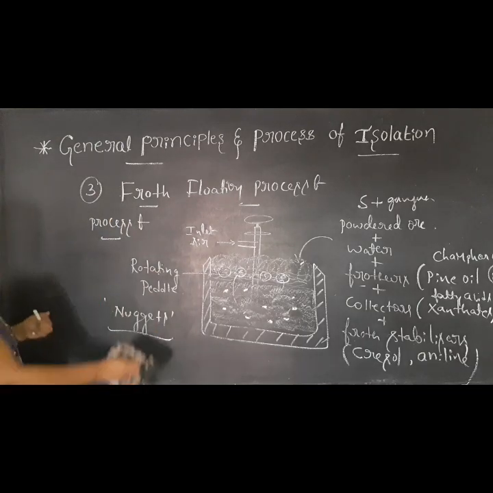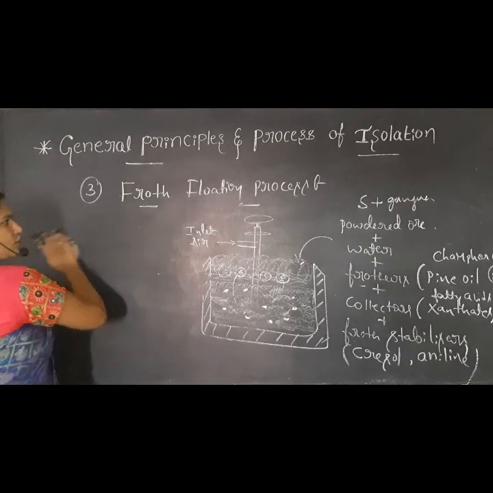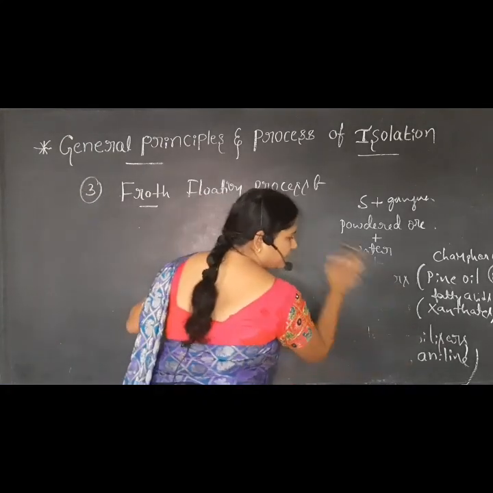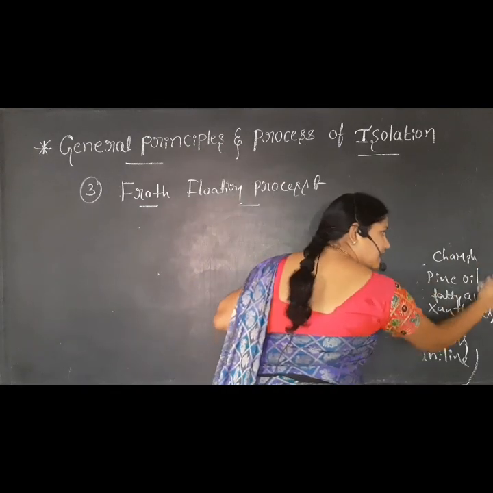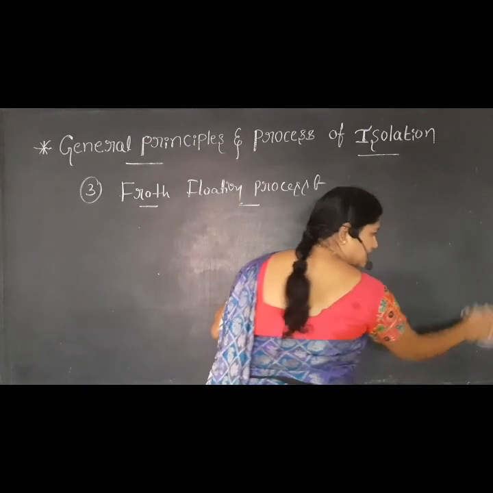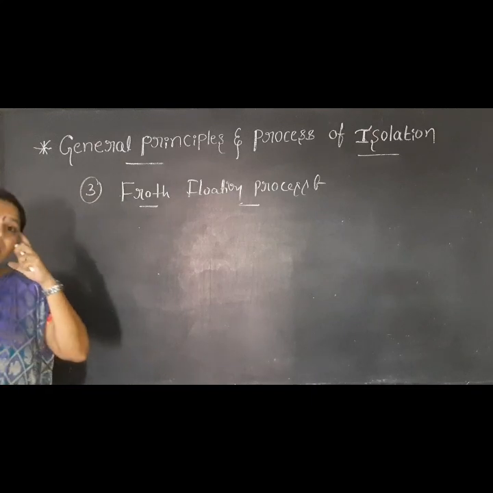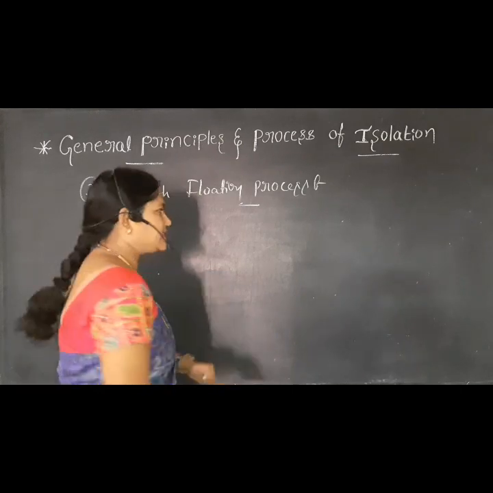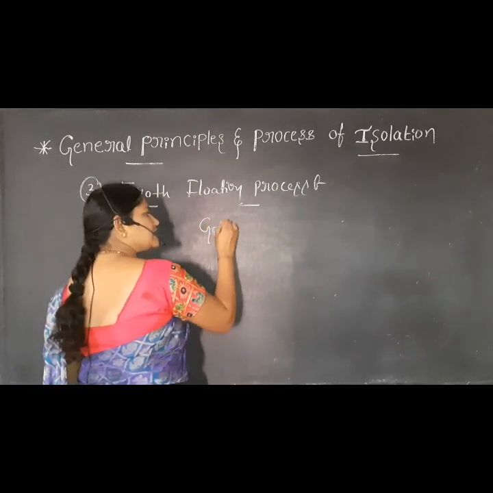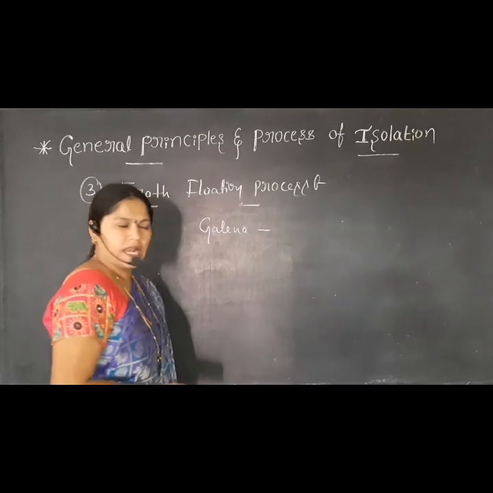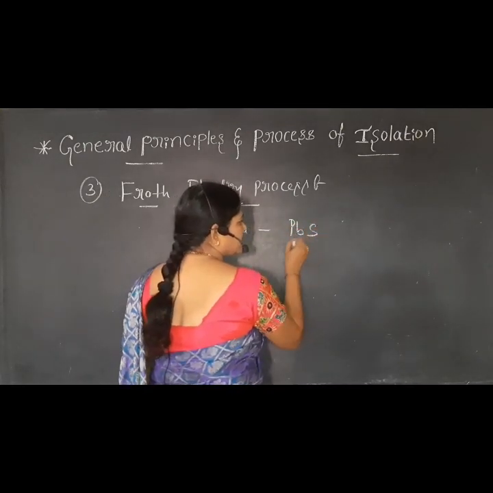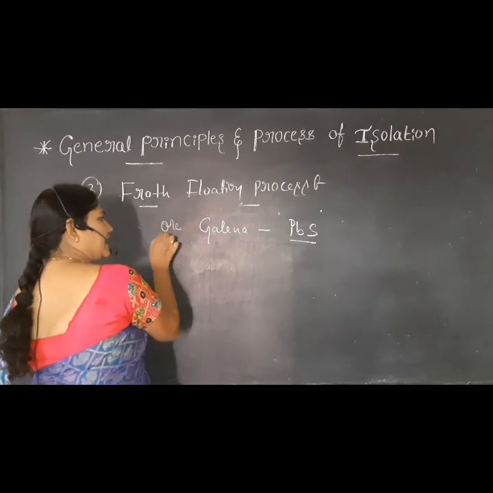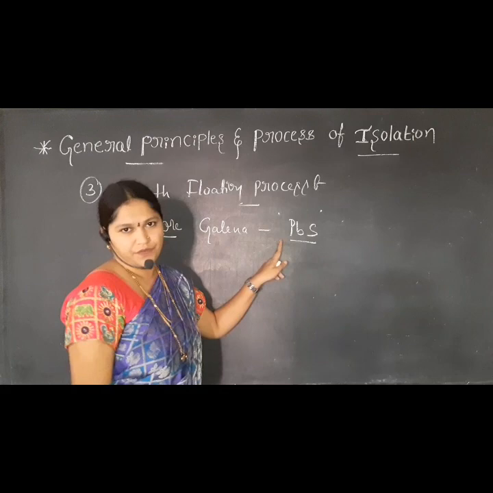Now let us give an example for froth flotation, because one difficulty arises here. If the sulfide ore contains sulfide as an impurity, then what happens? Or if more than one sulfide ore is present in the ore, then how are we going to separate them? That question will arise. For example, if I consider galena, galena is an ore of lead. PbS is the chemical formula of galena. Galena is one of the ores of lead, meaning it contains a maximum percentage of lead.